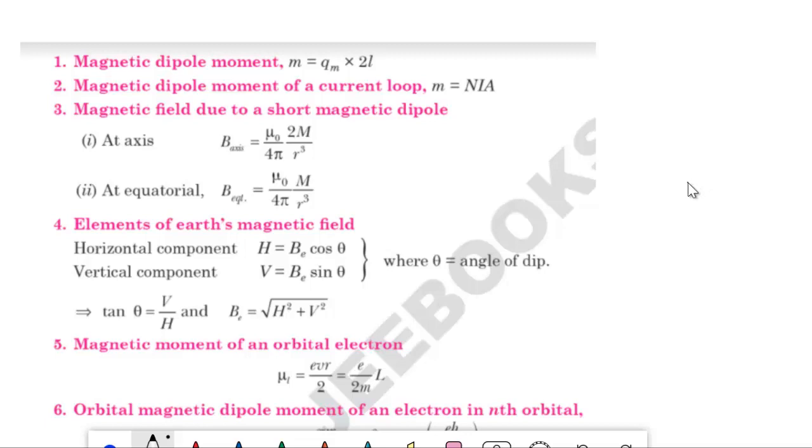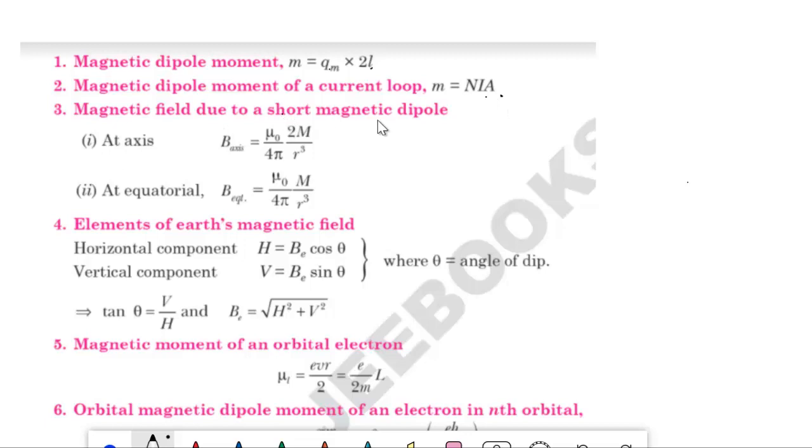In today's video, we are going to discuss some of the newer formulas from the magnetism and matter chapter, and relating to that, some numericals and some MCQs also we will be discussing today. Okay, first one, magnetic dipole moment. The magnetic dipole moment formula is q into 2l. The magnetic dipole moment of a current loop is NIA.